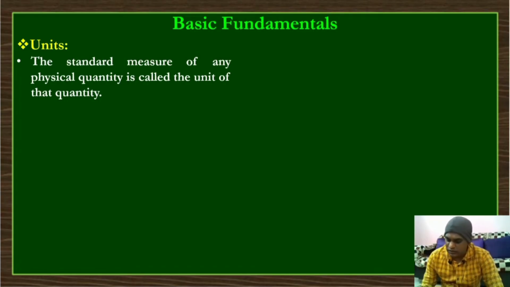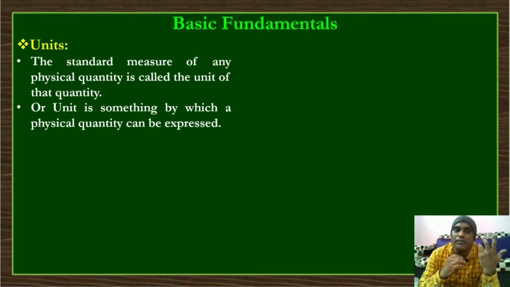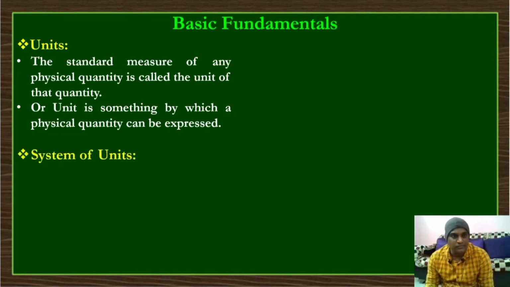Another way of expressing the unit is that it is something by which a physical quantity can be expressed. Suppose length means some distance, but how much is it? Meter, centimeter, millimeter, foot, and so on. That is called a unit. By using that we can express a physical quantity. Now there are different systems accepted worldwide.